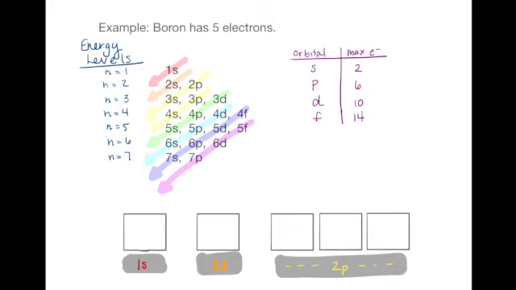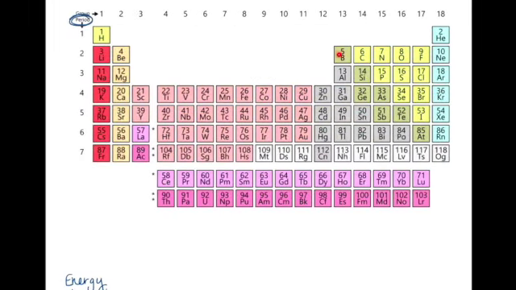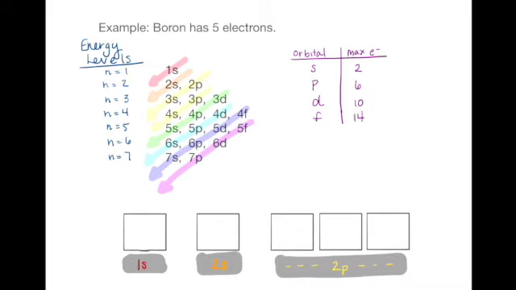So if we were going to do the electron configuration for these different atoms, if we were looking at boron, it is here. It has 5 protons, and we're going to assume all of these are neutral. Because it has 5 protons, it's going to have 5 electrons. So because it has 5 electrons, we're going to start filling in the energy levels. To start, we're going to start in the 1s orbital.